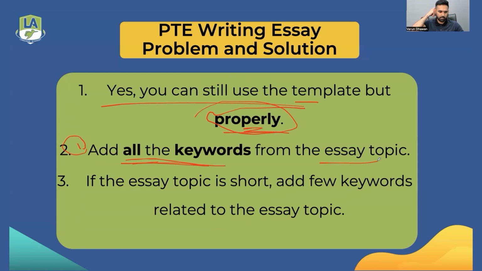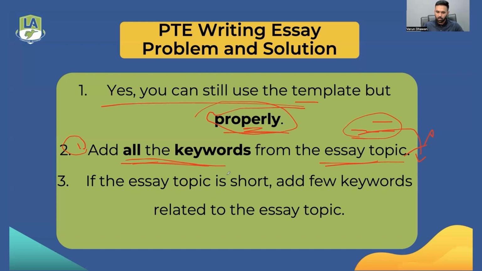Let's say your essay topic is social media and computers play an important role in information. What do you think? So what are the keywords? Keywords are social media, computer, important role, information. So all the keywords from the essay topic should be there in your essay. If your essay has not got enough keywords or all the keywords from the essay topic, there are very high chances you will miss out in your writing score.